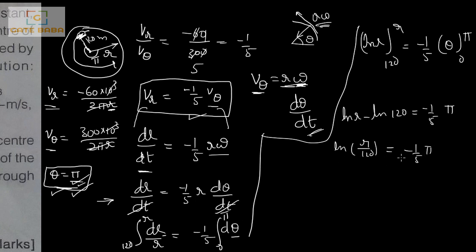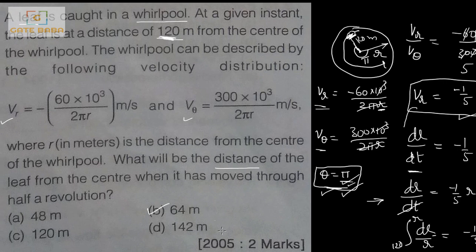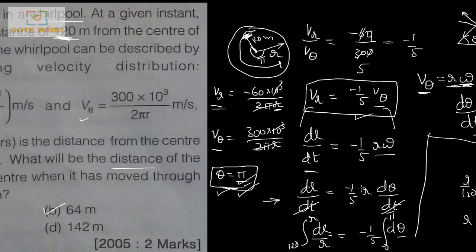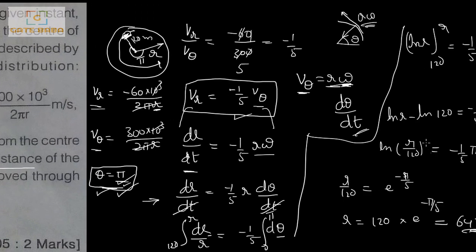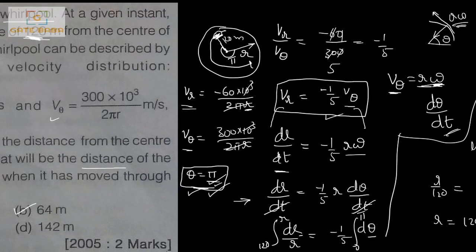Take exponential on both sides, then r by 120 equals e power minus pi by 5. Okay, minus pi by 5. That is r equals 120 multiplied by e power minus pi by 5, and that is 64 meter. That is our answer, 64 meter. It is somewhat complicated, but if you find a relation, then it is a very easy problem. Integration part everyone will do, but this idea only some people will get. So solve more number of problems, then only you'll get ideas.